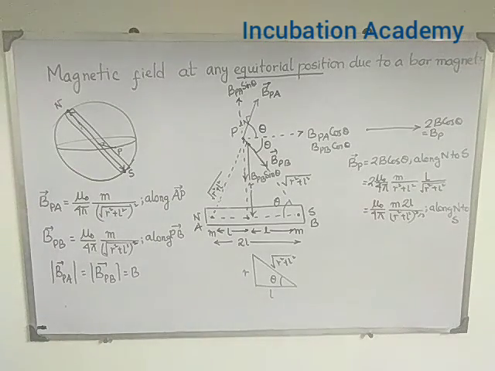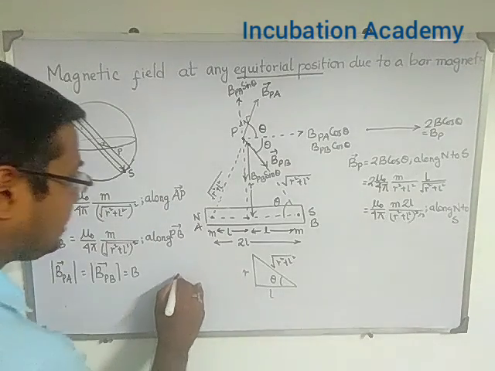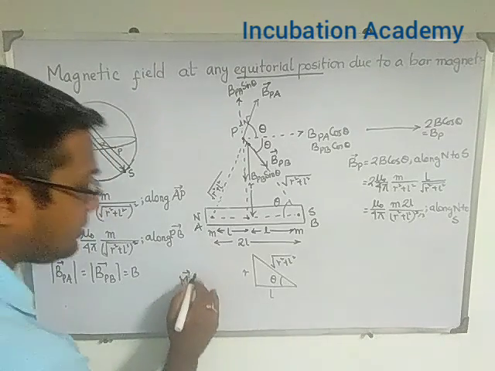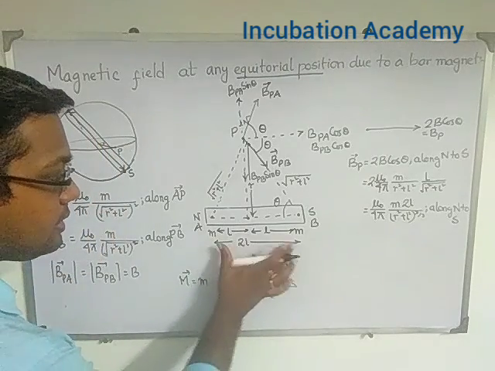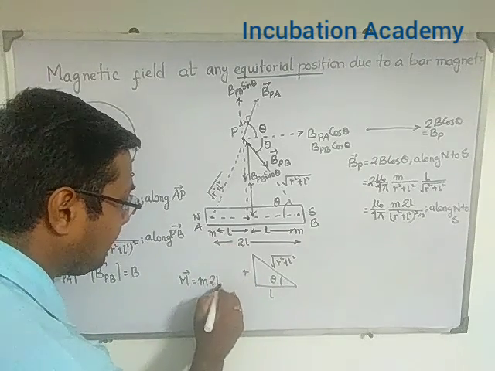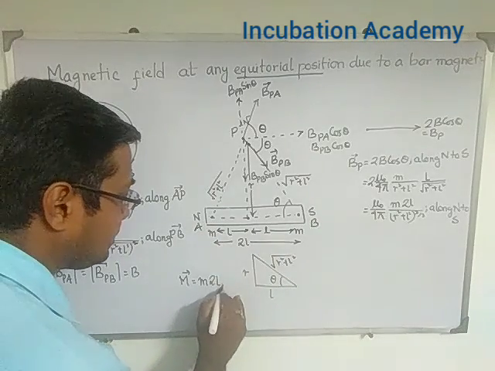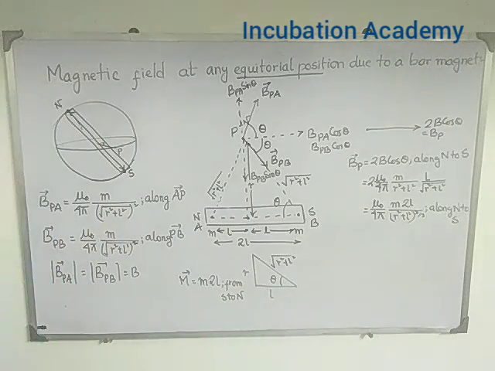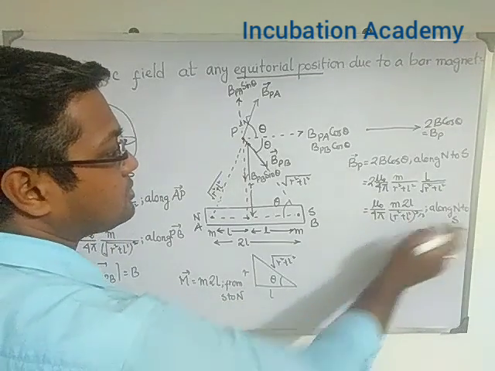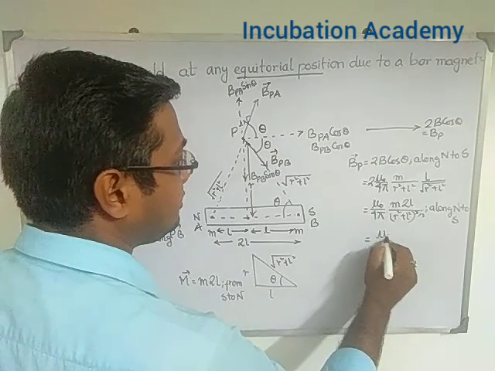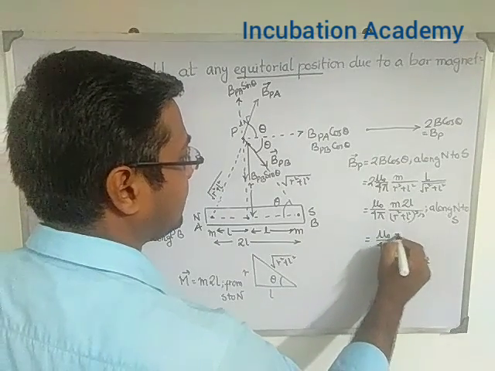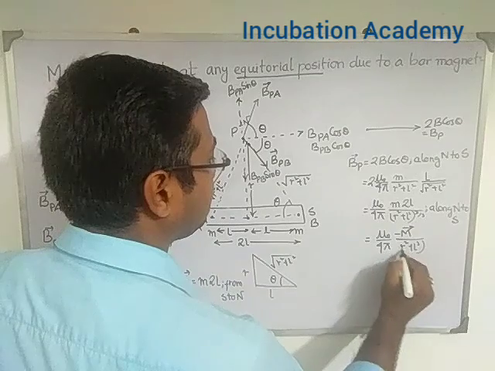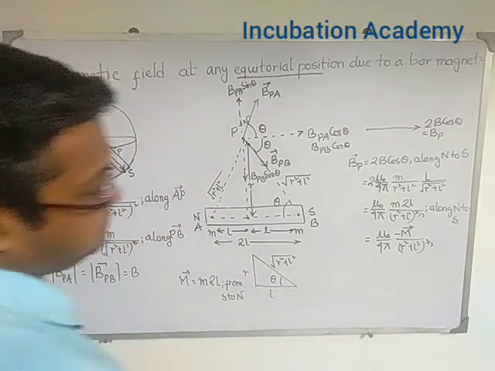If I want to write down the magnetic moment of that bar magnet, that will be capital M vector. Since the pole strength is small m and the magnetic length is 2l, the magnetic moment is m times 2l, and the direction is from south to north. But here the direction is from north to south. If I want to replace this, then it will be mu naught divided by 4 pi, minus of M vector divided by r square plus l square to the power 3 by 2.